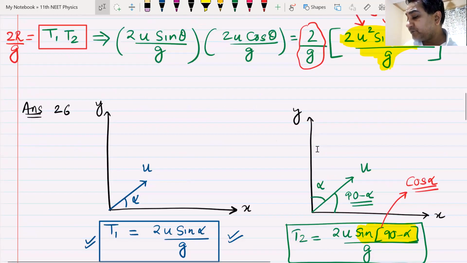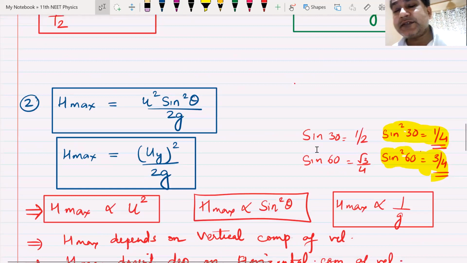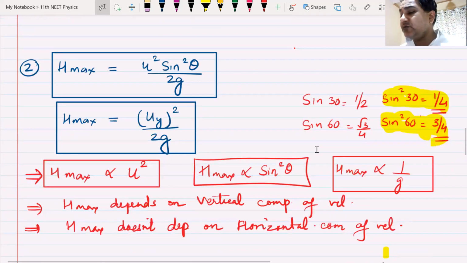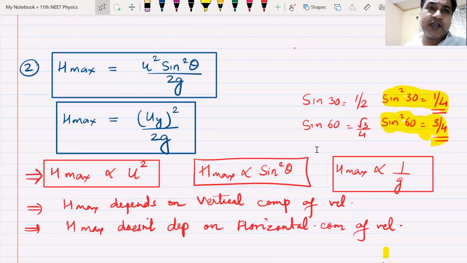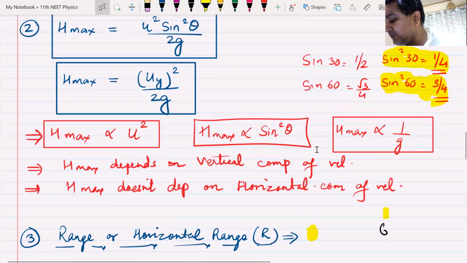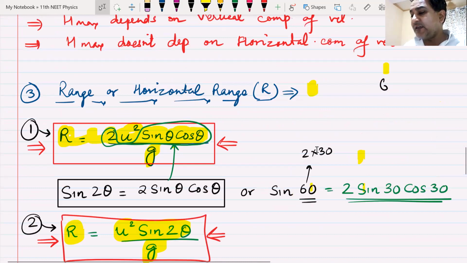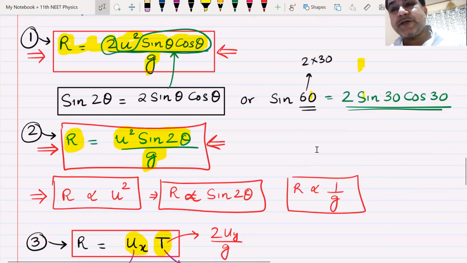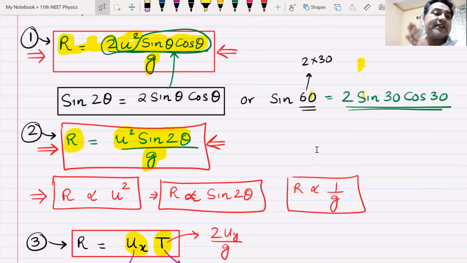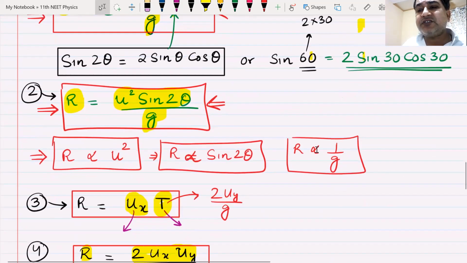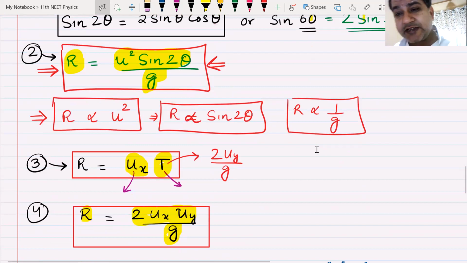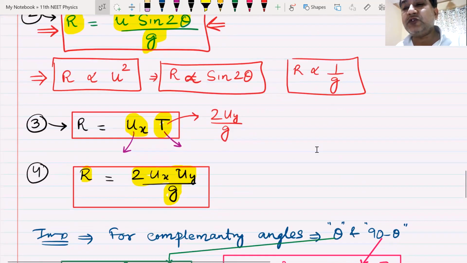We moved on to maximum height. Maximum height is u square sine square theta by 2g. It depends on u square, it depends on sine square theta, it is inversely proportional to g. Then we went on and saw the formula for range. 4 different formulas. First is 2u square sine theta cos theta by g. Second is u square sine 2 theta by g. Third is ux multiplied by total time of flight. Fourth is 2 times ux uy by g.